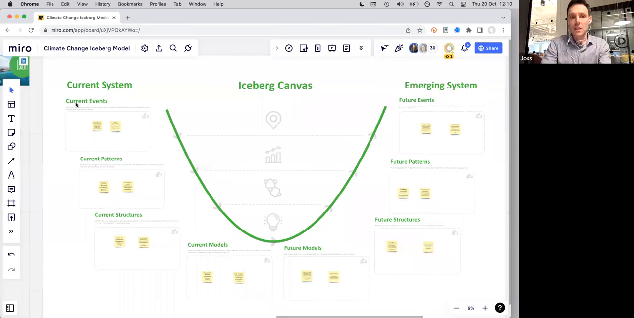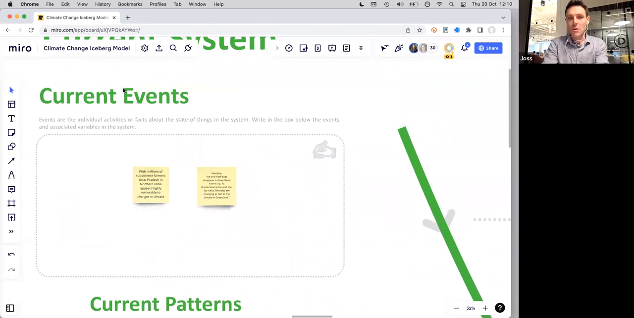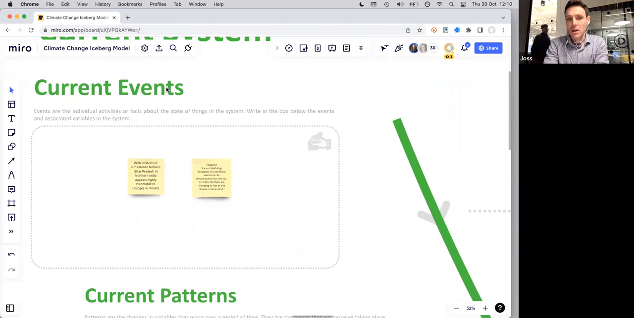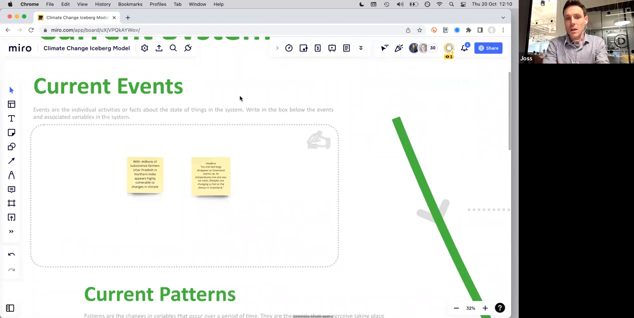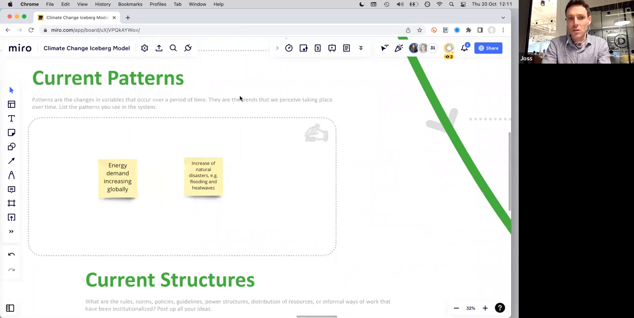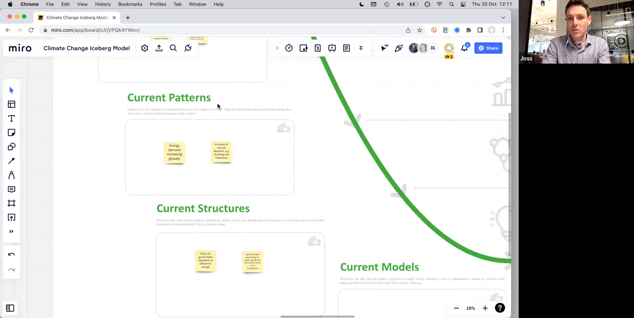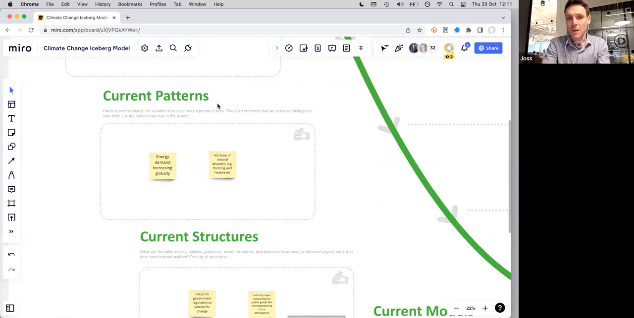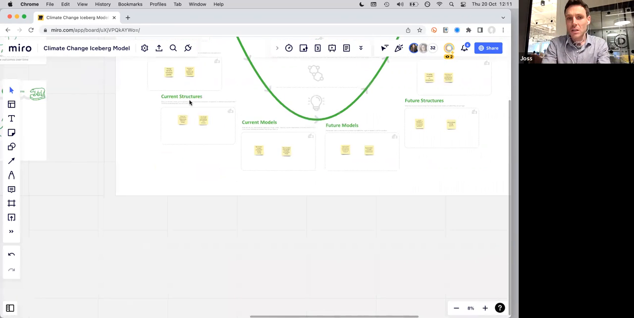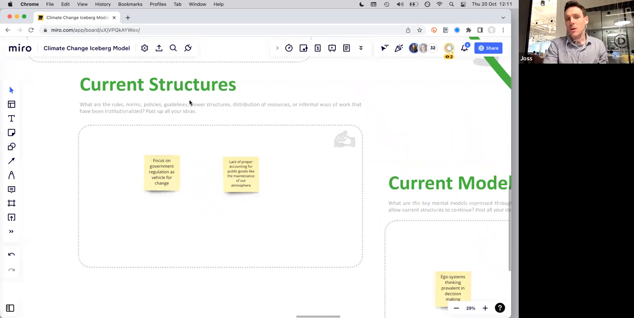So quickly, the events first. We're going to start here. What are the current events, the current outcomes that we're seeing in the system? I'll give a few examples as we go through. Then the systemic patterns: how are things changing over time? Then structures: these are the norms, policy, guidelines, exchanges, the way information is exchanged, the way things are interlinked in the system.